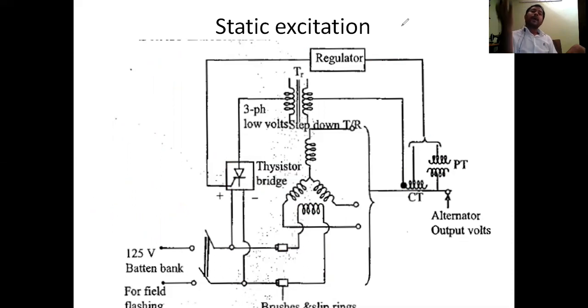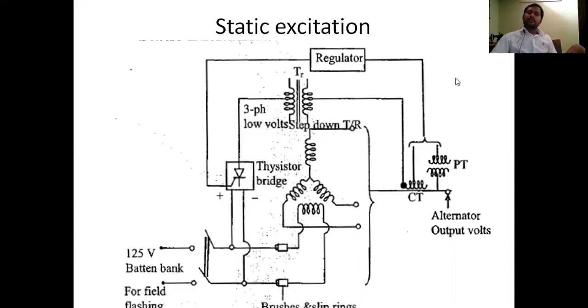That output is taken back to the field winding through the CTs and PTs, a regulator and a transformer. After the regulator and transformer, the thyristor bridge converter converts AC into DC, because our field winding requires DC. That's why the thyristor bridge rectifier converts AC into DC, and the constant output voltage of the alternator can be achieved by using static excitation. Nothing but the bridge rectifier will give the controlled voltage, controlled field winding. This is all about static excitation.